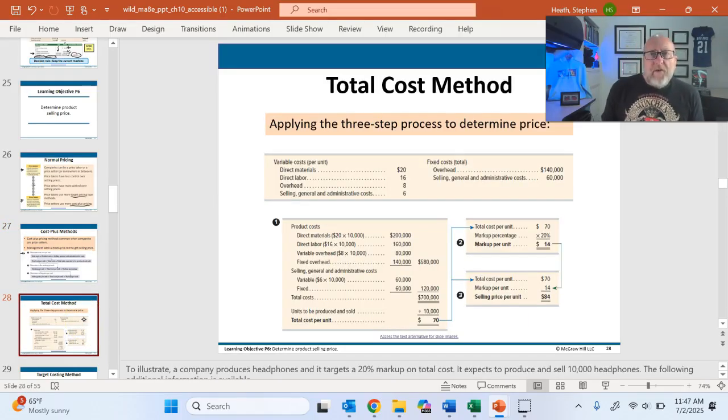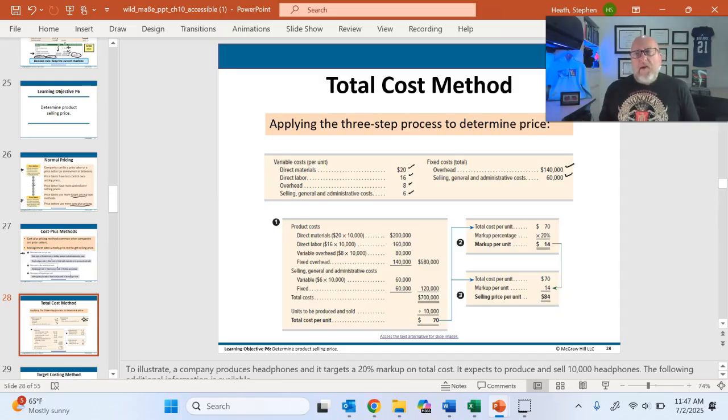So again, here's our information. We have direct material, $20 per unit, labor, $16 per unit, overhead, $8 per unit. Then we have variable SG&A of $6 per unit. Then we have our fixed costs: $140,000 of manufacturing overhead, and we also have $60,000 of SG&A. Remember, the goal is to first really find how much is the total cost.